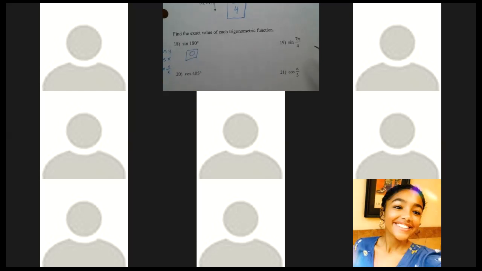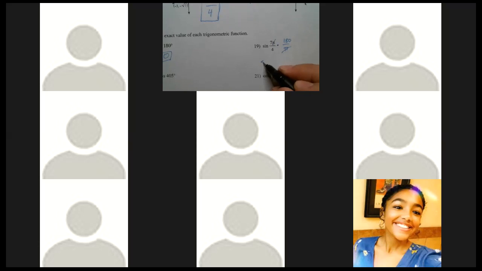Jumping over here to sine of 7 pi over 4. I'm going to convert it to degrees. Multiply times 180 over pi, and the pi's cancel. 7 times 180 divided by 4 is equal to 315. So what's sine of 315 degrees?